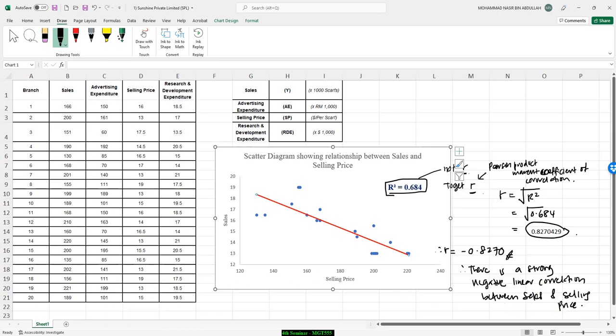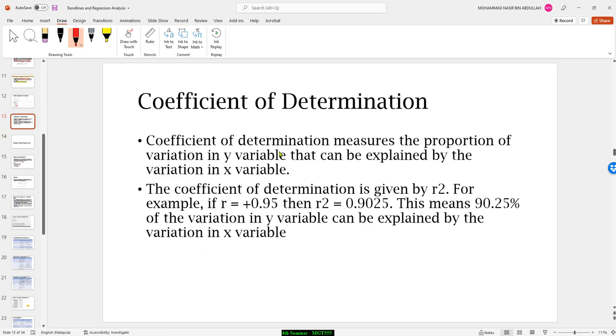So now kita tengok apa itu coefficient of determination. Coefficient of determination is a measure of the proportion of variation in Y variable that can be explained by the variation in X variable. The coefficient of determination is given by R2 lah, R square. This is basically R square, the capital R. So tengok balik dalam buku dia tulis apa?